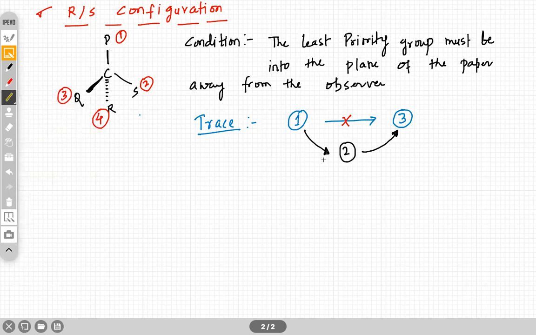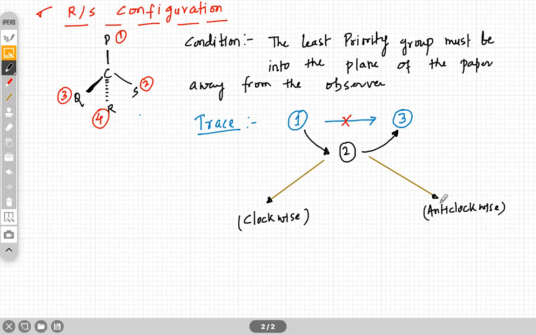If this path or trace that you are doing is, suppose, clockwise, two possibilities only we have. Either it is clockwise or anti-clockwise. If it is clockwise, then the configuration is R. If it is anti-clockwise, then the configuration is S. That is what you need to do.